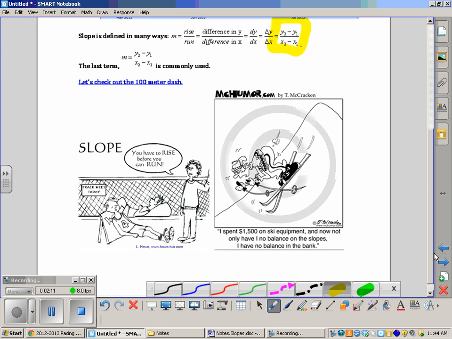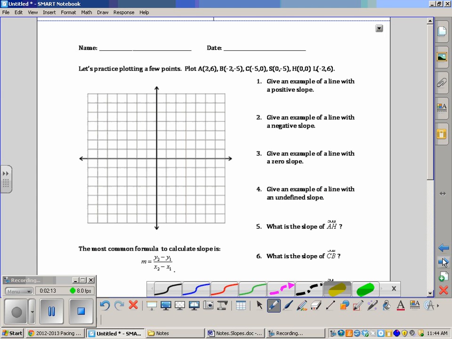So let's take a look. Let's practice our first objective of plotting points. So A, 2, 6. I'm going to go over 2, up 6. That's A. And B, negative 2, negative 5. Go over 2, up, oh no, down 5. And C, negative 5, 0.